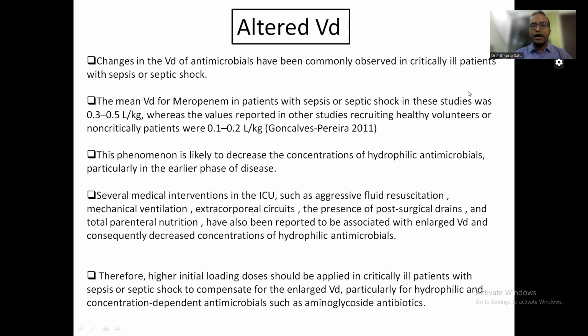You see in meropenem, in septic shock, the volume of distribution is 0.3 to 0.5 liter per kg, whereas in a normal patient it is 0.1 to 0.2. So if it is distributed more, the concentration is already less in the blood. So now you are decreasing the amount of meropenem.